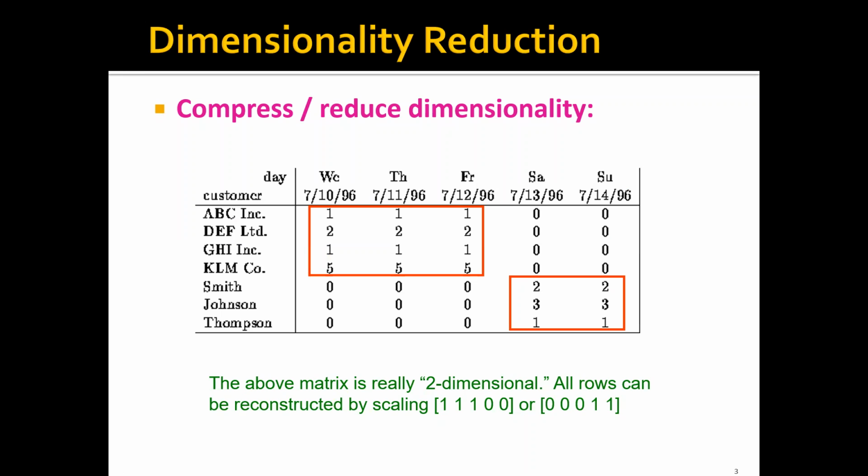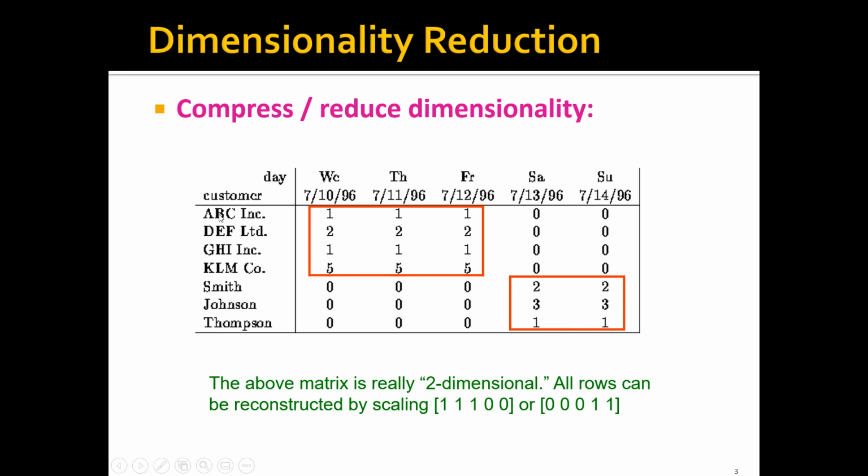As another example, let's say that we have a 7x5 matrix where each row represents how many products a customer purchased on each day. For example, this customer ABC Inc. purchased one product on Wednesday, one product on Thursday, and one product on Friday. You might have noticed that the first four customers only purchase these products during the weekdays, while the last three customers only purchase products at the weekends.